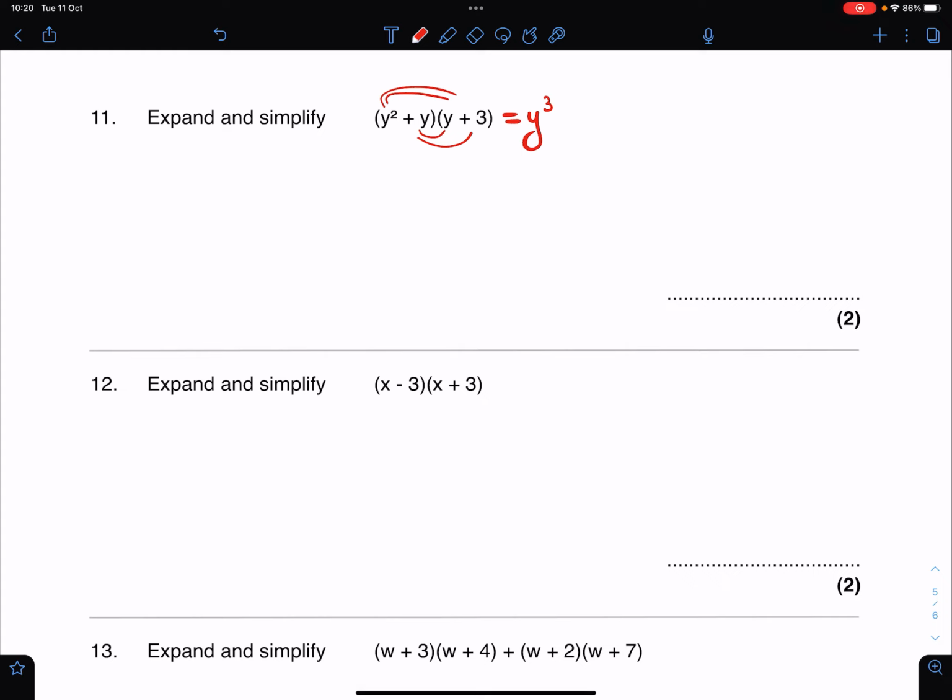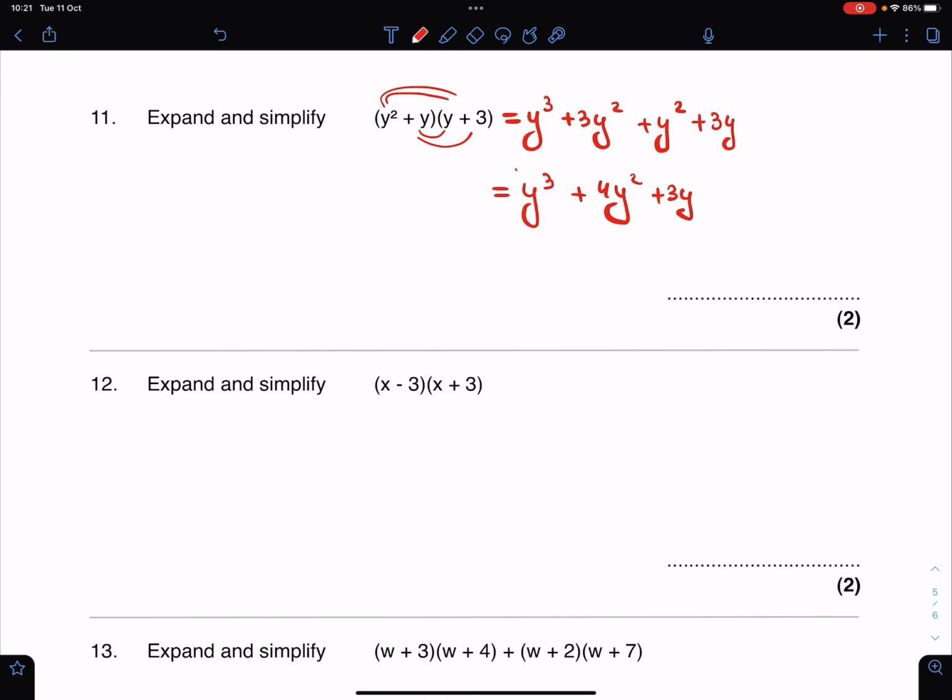So y squared times 3, how much is this? Y squared times 3, 3y squared. Plus 3y squared. Y times y, how much is this? Y squared. Perfect, y squared. And what is y times 3? So y cubed plus y squared plus 3y squared plus y squared gives us 4y squared. We're not adding their powers. It's just the addition we're doing, okay? Not adding the powers. Plus 3y.